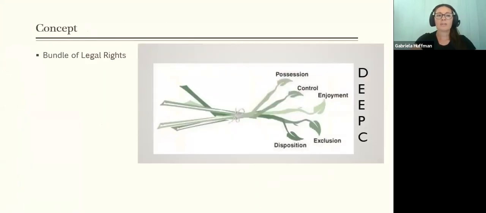So under concepts, the first thing we're talking about is the bundle of legal rights. When you buy a house, you get the bundle of legal rights. Your book has a really good visual here with 5 branches. So way back in the day, when you bought a house, you were given branches from the tree to show ownership. So they've taken that concept today and added some words to it. There's an acronym there to help you remember, DEEP C. So when you buy a house, you get disposition, exclusion, enjoyment, control, and possession. Make sure you go back to chapter 2 to read more about what each of those mean so you're prepared for the test.